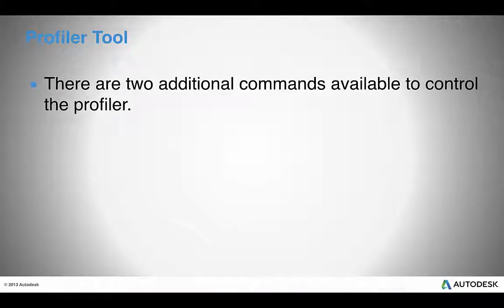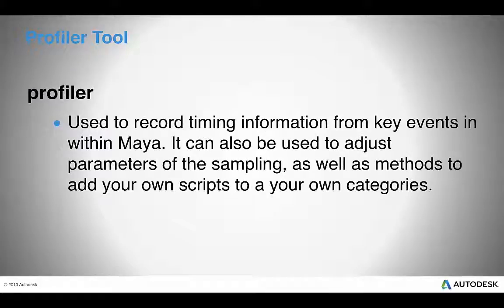There are two additional commands available to control the Profiler: the Profiler command and the Profiler tool command. The Profiler command is the main core. If you're doing any scripting with it, it's the main piece that you would use to control key events within Maya. It can be used to adjust parameters to the sampler, as well as it provides methods so that you can integrate your own scripts into the profiler, by adding categories and things like that, which we will talk about later.